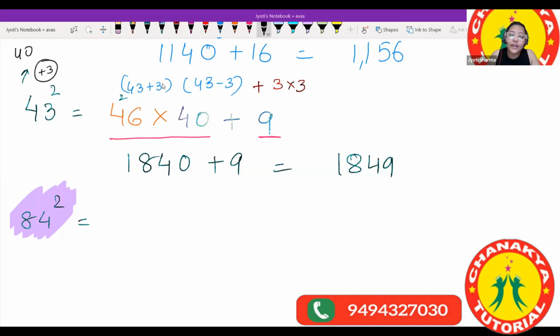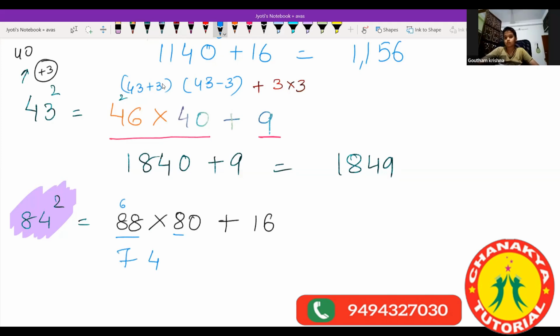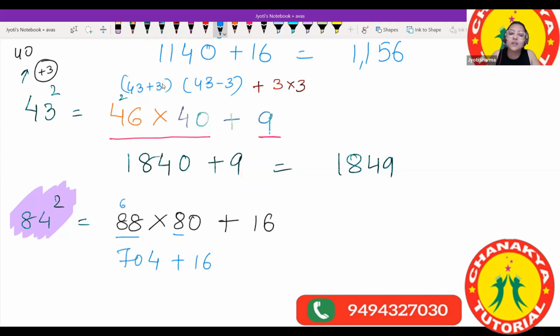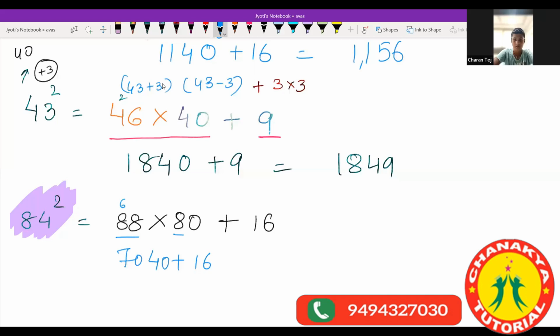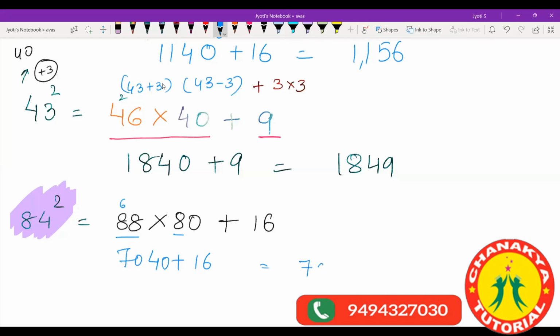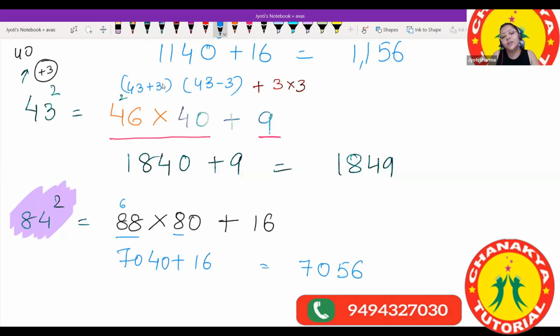So 84 plus 4, 88, multiplied by 84 minus 4, 80. See, the first step I am doing in my mind: 4 into 4, 16. Now 88 into 8. 8 8s are 64, plus 6, 70. 70 plus 16. So what's the answer? 7056. That's the correct answer.